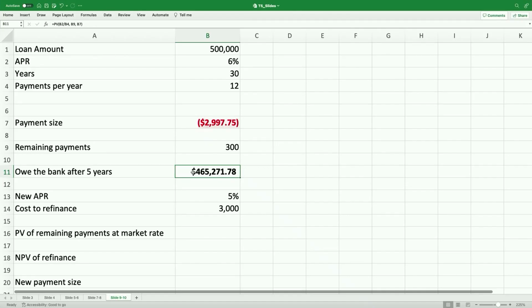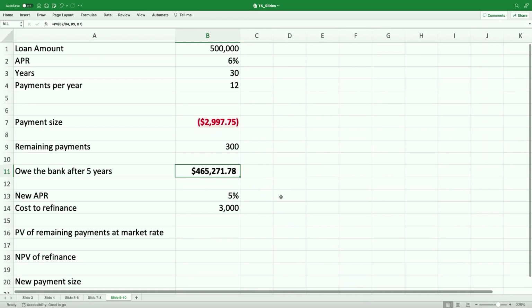Okay, so we owe the bank $465,271.78 after 5 years. All right, next part of the problem says, imagine interest rates drop. They drop from 6%, which is, remember, your mortgage, to 5%. And the question asks, if interest rates drop from 6% to 5%, what is the NPV of refinancing? So what does refinancing mean in principle?